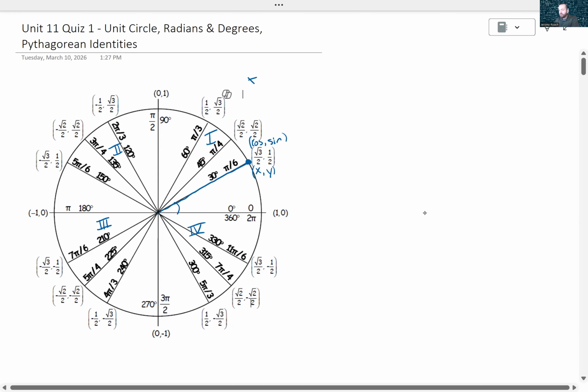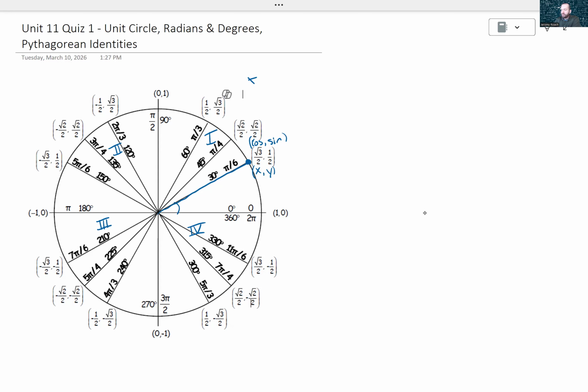Another thing about the unit circle is that the radius, which is all of these lines that are going out from the center and extending to the outer edge of the circle, the radius is equal to 1. So that equals 1.